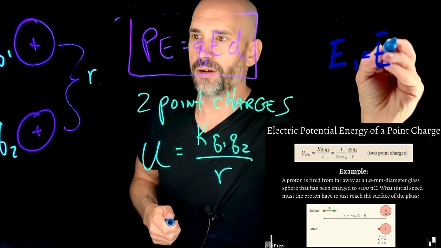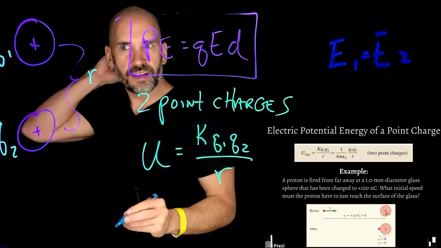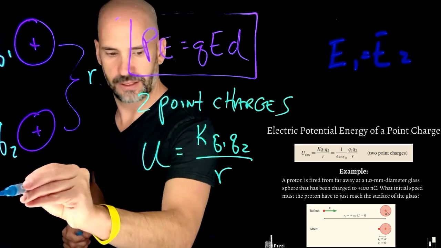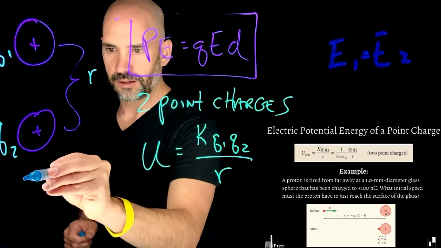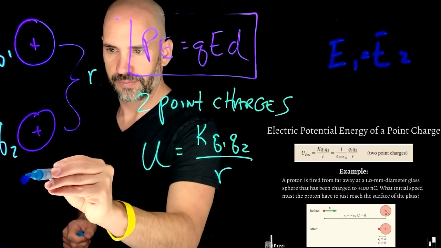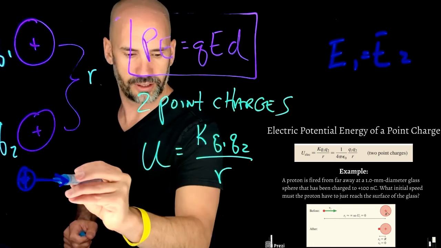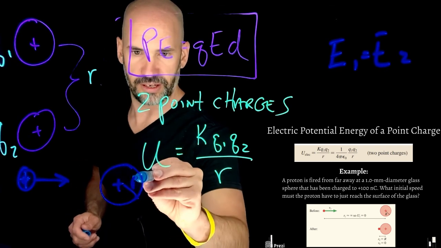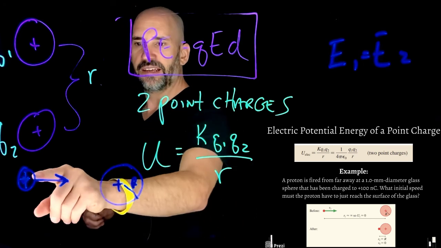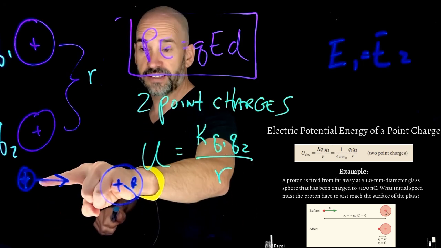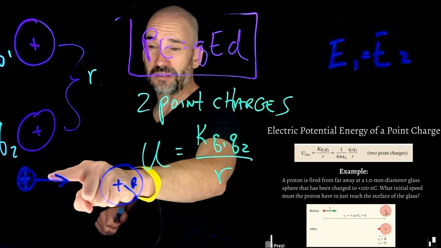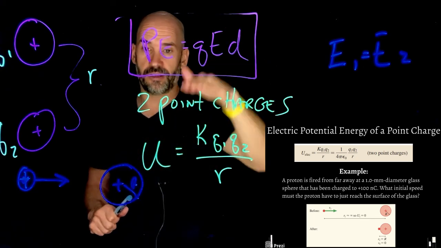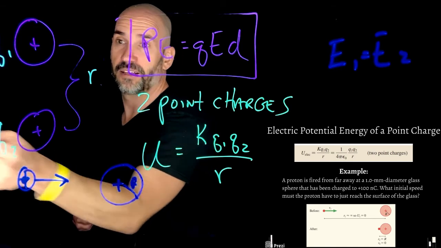E1 equals E2. So this is our E1 situation. We have a proton, so positive, going towards this little glass sphere with radius r. And we know that as it gets closer and closer, because these repel each other, it's going to slow down, slow down, slow down. It's almost like if you throw a ball up in the air, it slows down and then accelerates the other way. This would slow down and then start to accelerate back the other way.